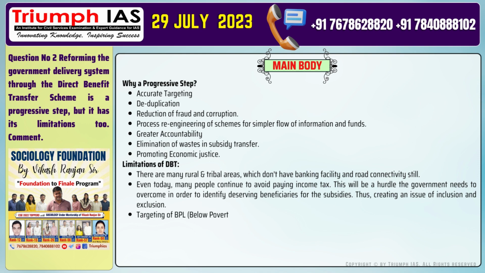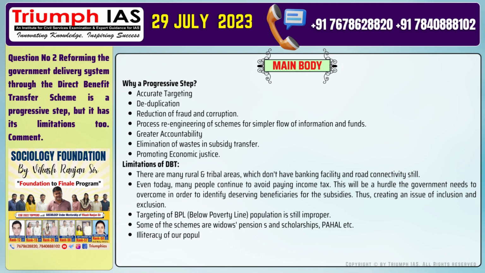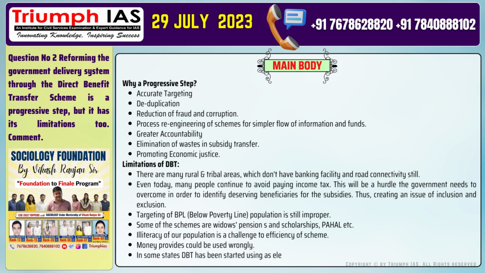Number 3. Targeting of BPL, below poverty line, population is still improper. Number 4. Some of the schemes are widows' pension, and scholarships, PAHAL, etc. Number 5. Illiteracy of our population is a challenge to the efficiency of the scheme. Number 6. Money provided could be used wrongly. Number 7. In some states, DBT has been used as electoral freebies, creating the problem of fiscal deficits.